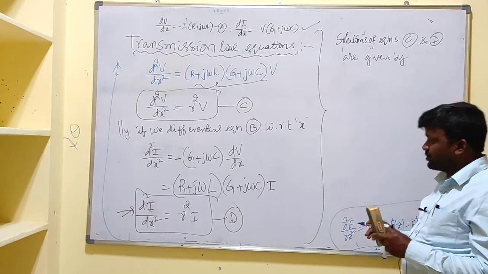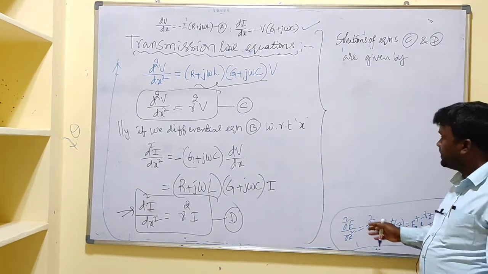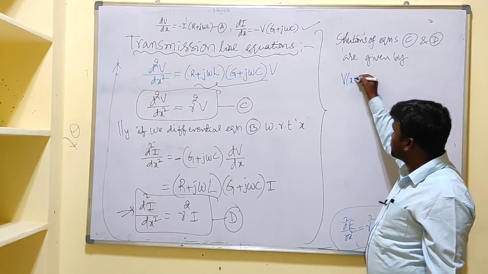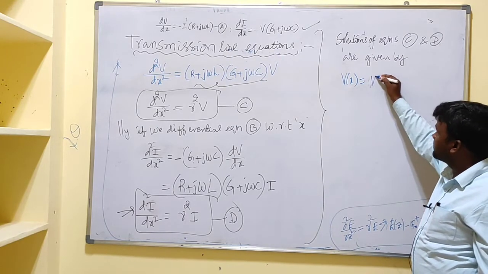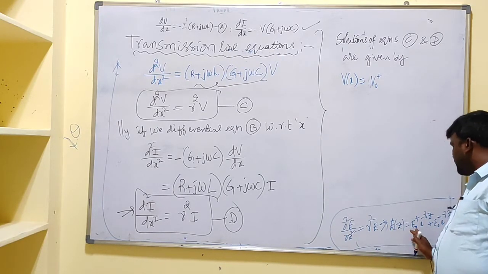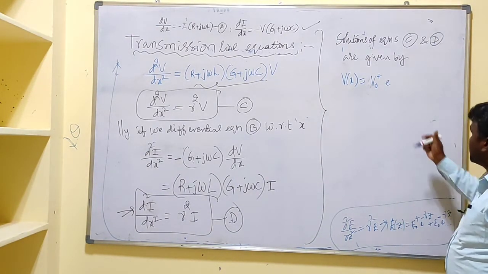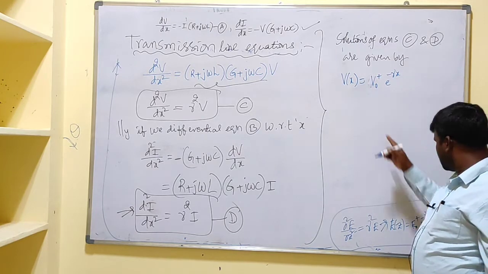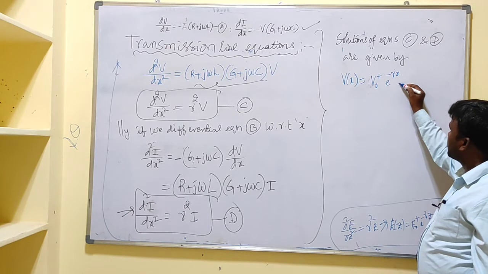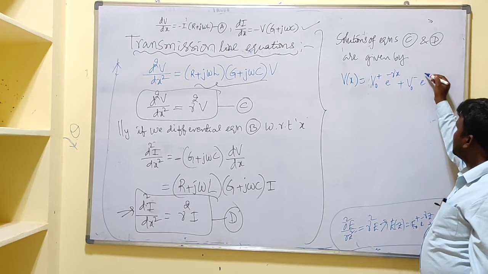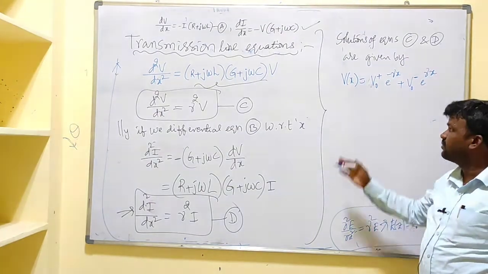So now we can write solutions similar to this, that is V of x. That means the solution of equation C can be written as what? E naught plus can be replaced with V naught plus, because it is voltage. For the E, we consider E naught plus; for the V, we need to take V naught plus. The remaining thing is the same, that is e to the power minus gamma x. As it is x, we take x; as it is z, we consider z. So V naught plus e to the power minus gamma x and V naught minus e to the power gamma x, where V naught plus and V naught minus are the constants of the voltages.